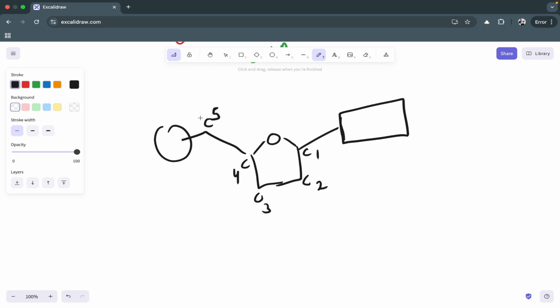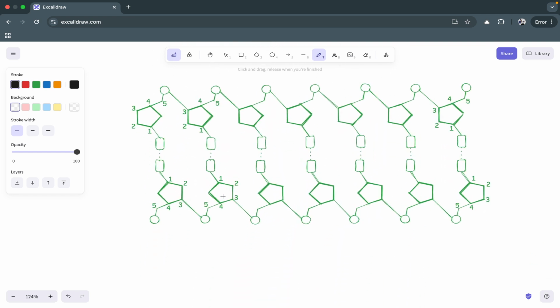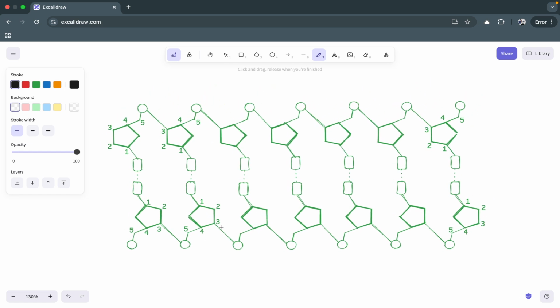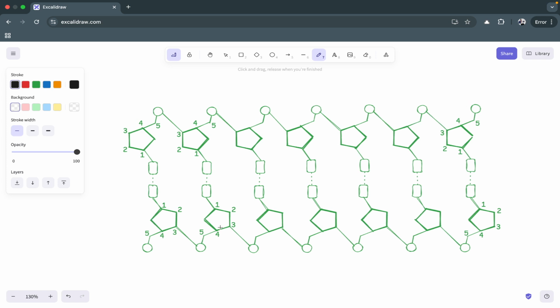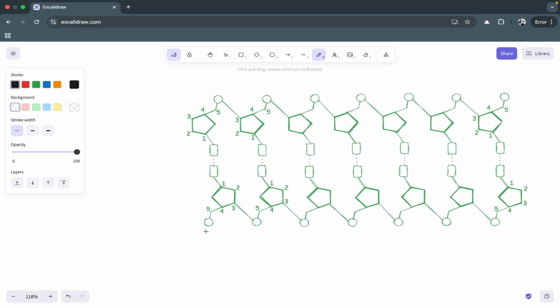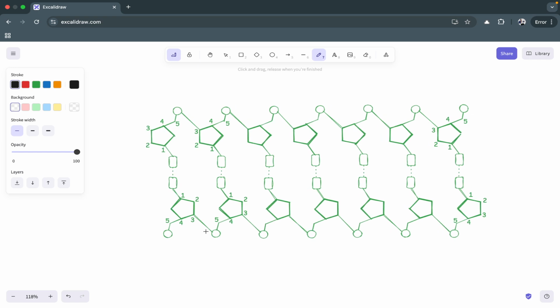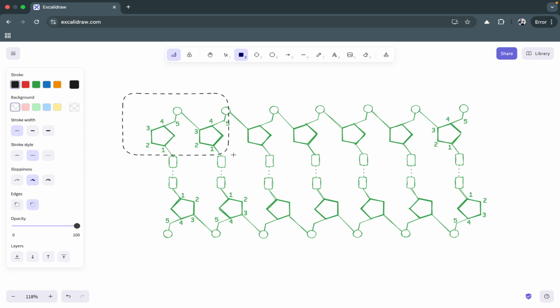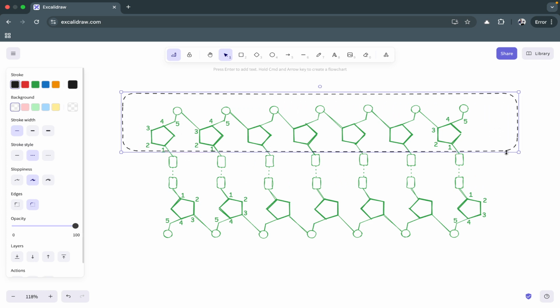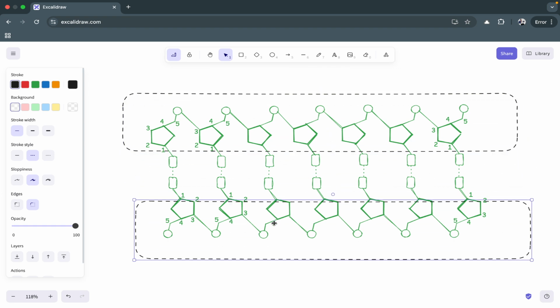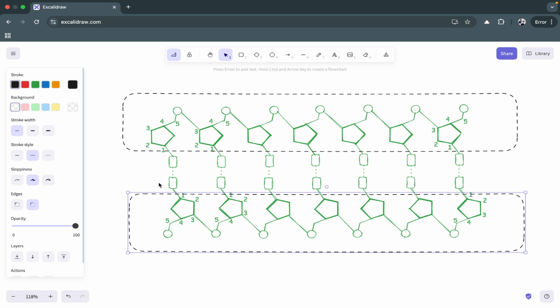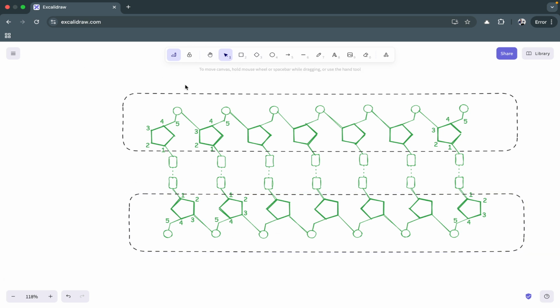Now, keeping this numbering of carbon atoms in mind, if we look at the diagram of DNA, which is something like this, I want you to visualize these two series of nucleotides again as those two strands of your DNA. So this will be one strand of your DNA. And similarly, this is again a different strand of your DNA, right?